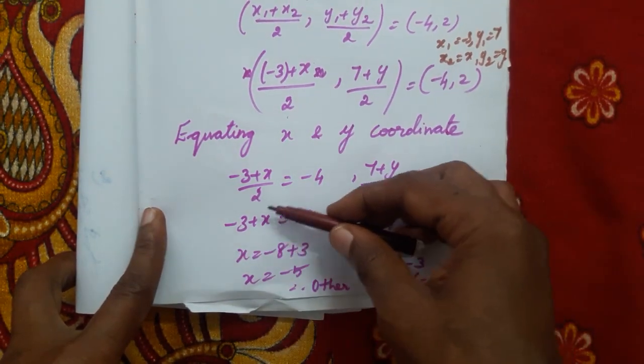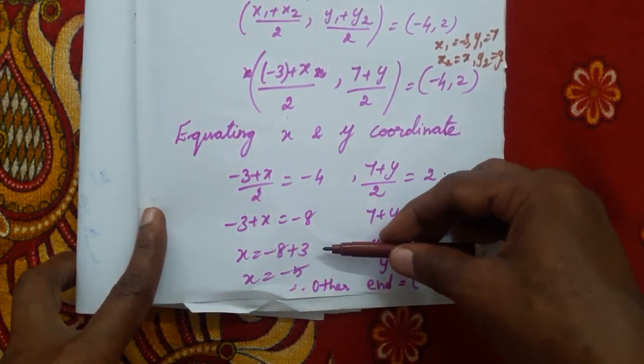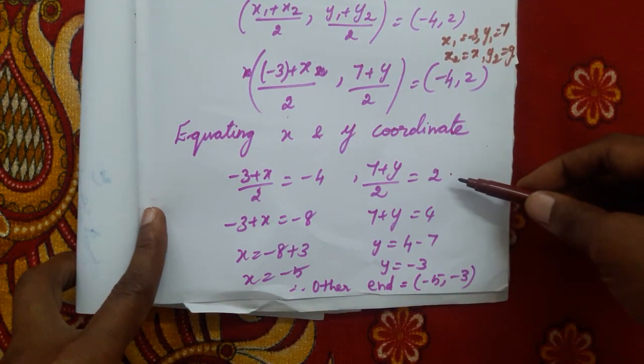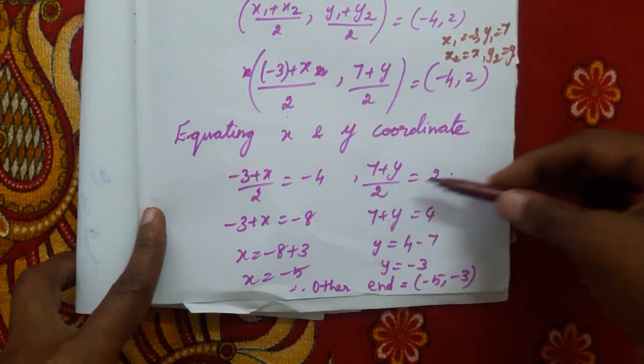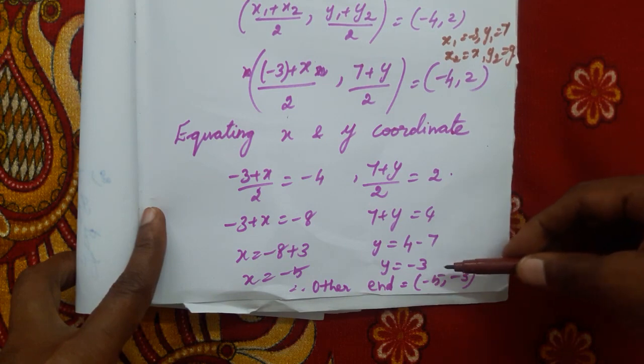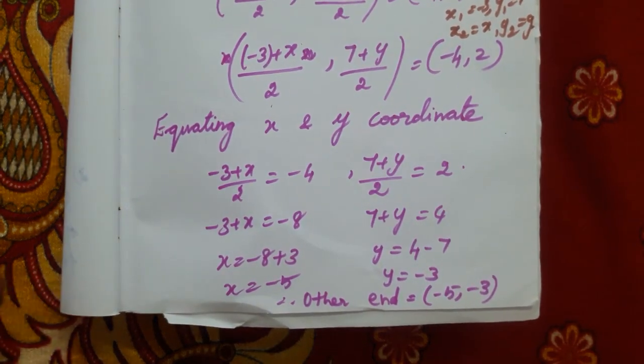So -3 plus x is equal to -8. x is equal to -8 plus 3, which is -5. Next 7 plus y by 2 is equal to 2. 7 plus y is equal to 4. y is equal to 4 minus 7, which is -3. Therefore the other end is (-5, -3).